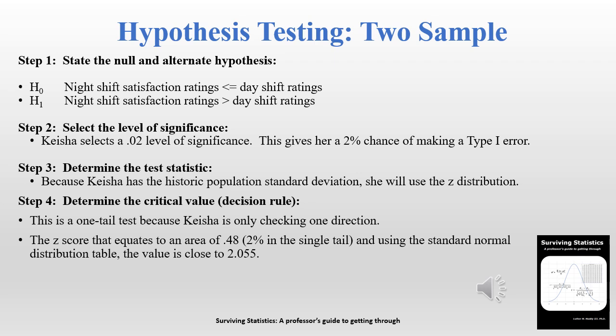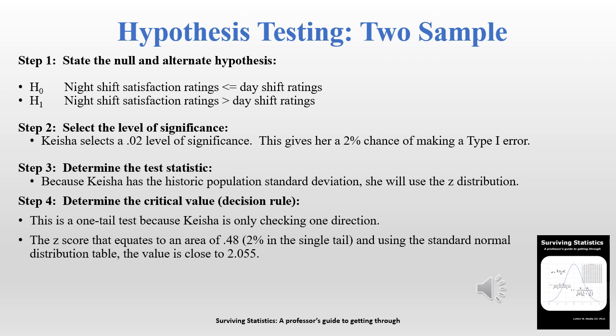So step 1, she's going to state the null and the alternate hypothesis. Because she thinks that the night nurses have a higher satisfaction rating than the day shift nurses, that's going to be her alternate hypothesis. So her alternate hypothesis is the night shift satisfaction ratings are greater than the day shift. The null, which is assumed to be the status quo, assumed to be true, is that the night shift is actually less than or equal to the day shift ratings.